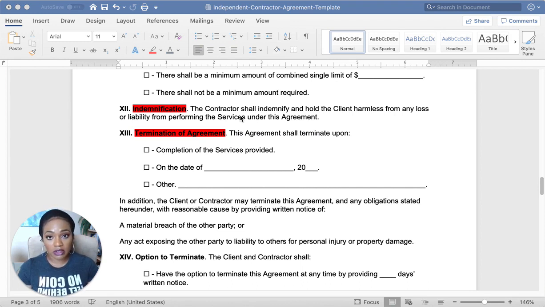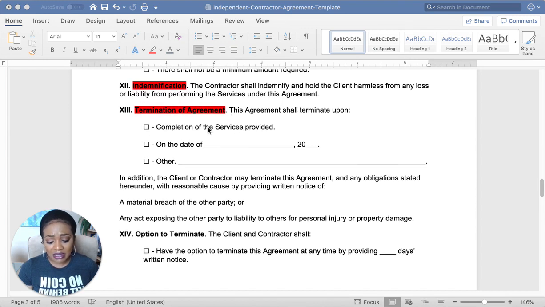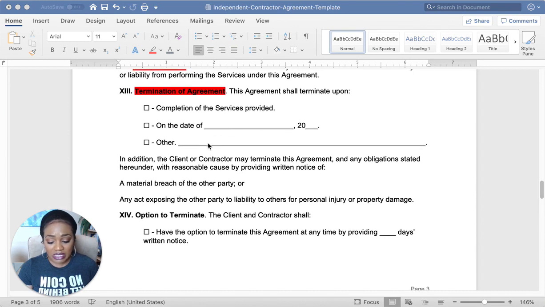This section right here could lose the independent contractor a ton of money because it is just completely inadequate. And then the section right below it, termination of the agreement. I don't like this. Number one, the check boxes. I don't like that. Number two, right here it says a material breach of the other party. Well, what's a material breach?